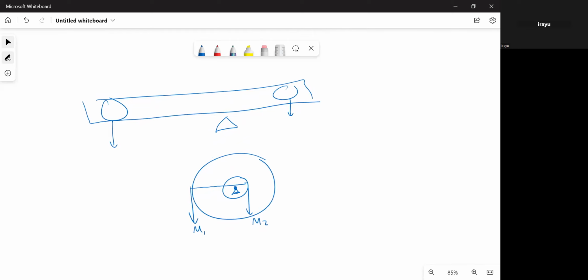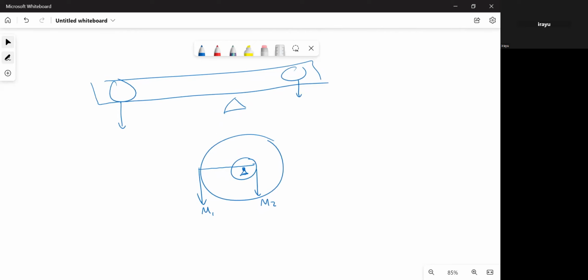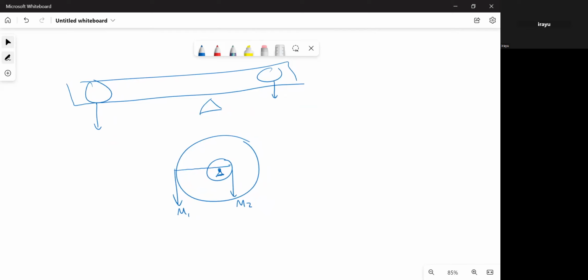So in this case, I think mass 1 should be greater than mass 2. Well, no, so mass 2 should be greater than mass 1. Yeah, never mind. So the reason why, compare this to this problem up here.